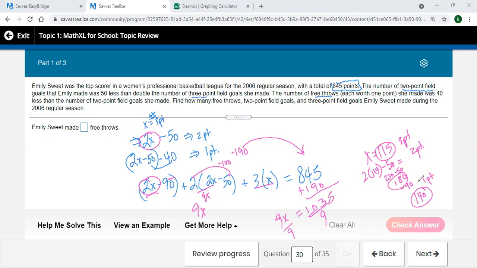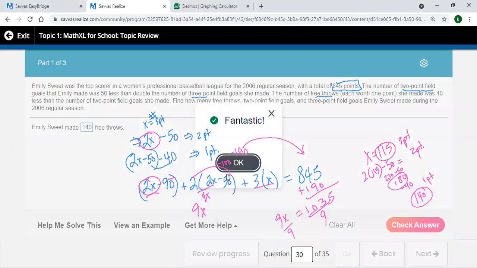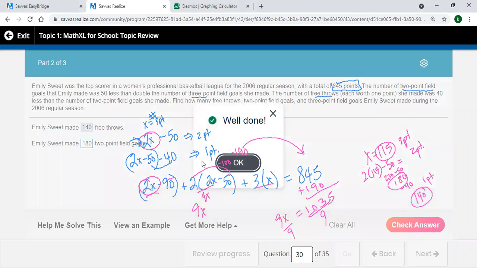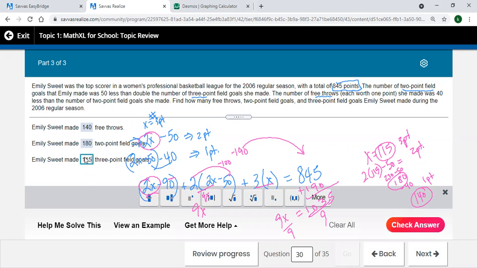So free throws, 1-pointers. We're going to put this in now and see how we did. That should be 140 of them. And the 2-pointers was the 180. And the 3-pointers, we had 115.